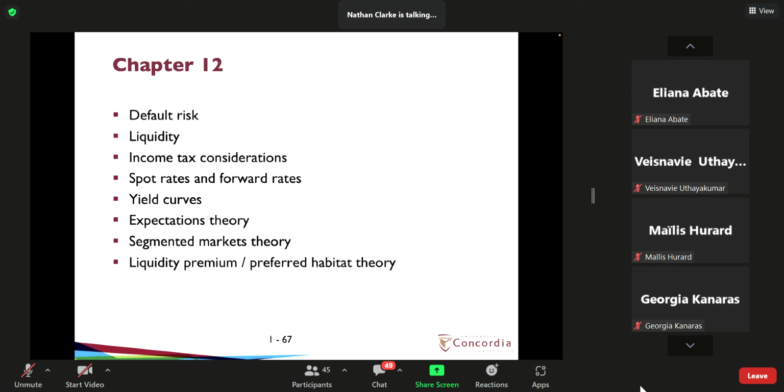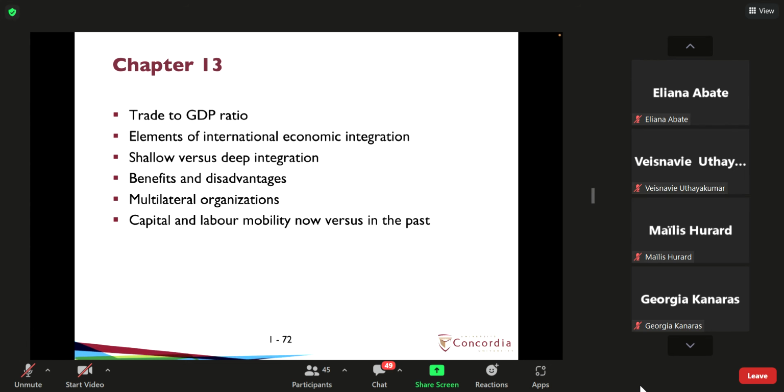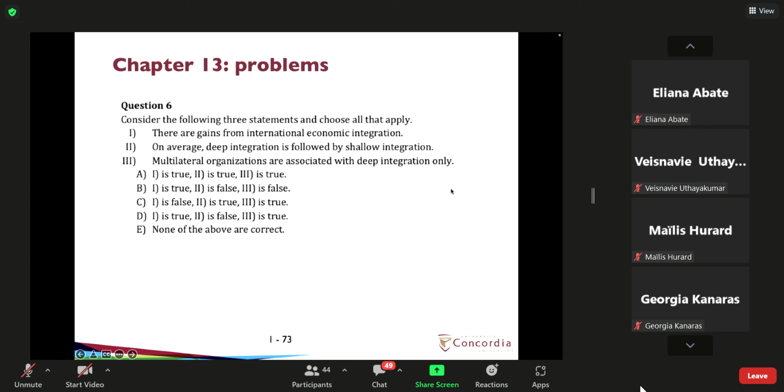That's chapter 12. Chapter 13 and 14 are pretty similar. It starts to talk about global trade, trade to GDP ratios, and understanding the difference between shallow versus deep integration, and the benefits and disadvantages of trade. Chapter 13 is more theory based, and chapter 14 is more calculation based, covering comparative and absolute advantage. But chapter 13 is still important, just on a theory level. Question 6: consider the following 3 statements and choose all that apply.